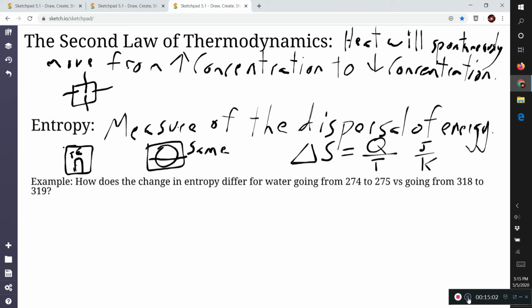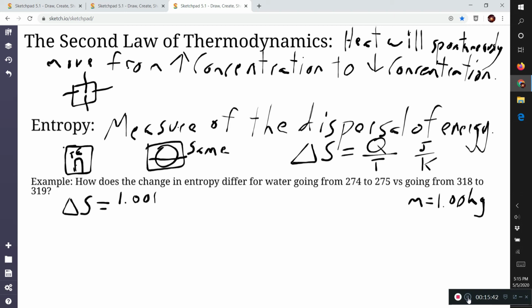So let's look at a quick example. How does the change in entropy differ for water going from 274 to 275 Kelvin versus going from 318 to 319 Kelvin? So let's calculate each of these. When we talk about the change in temperature, we have to calculate the Q. In this case, going from 274 to 275, we're going to do mass. Let's assume we need to come up with a mass for this scenario. Let's say that the mass is 1 kilogram of water.